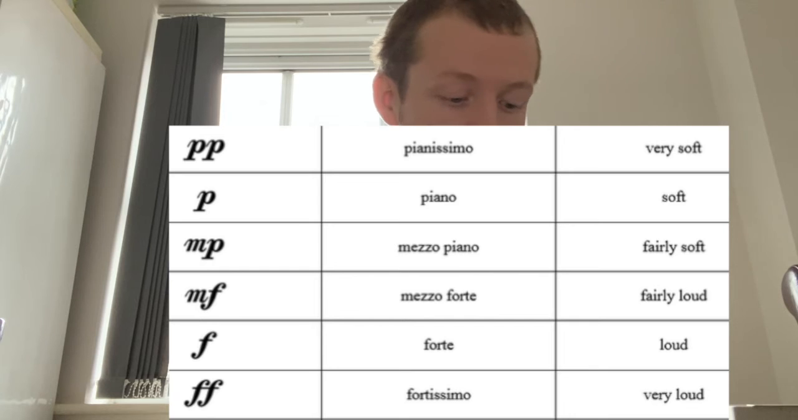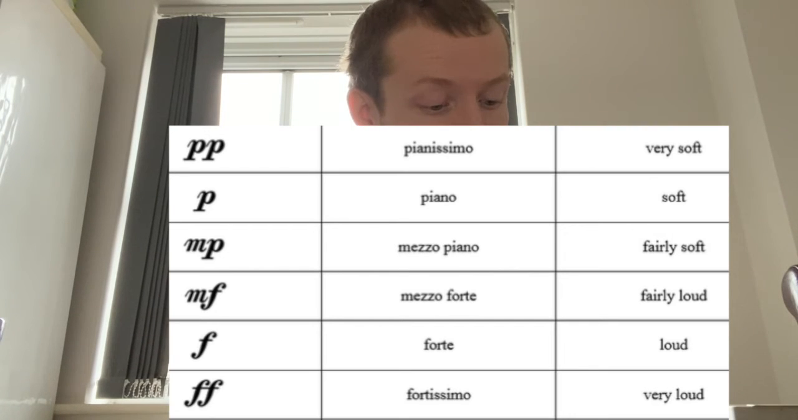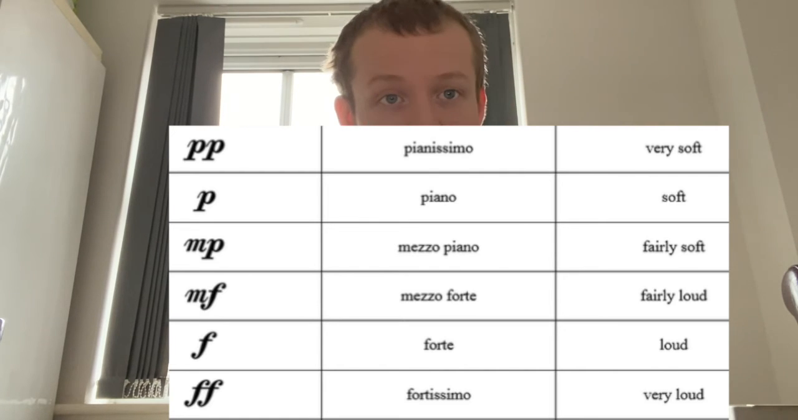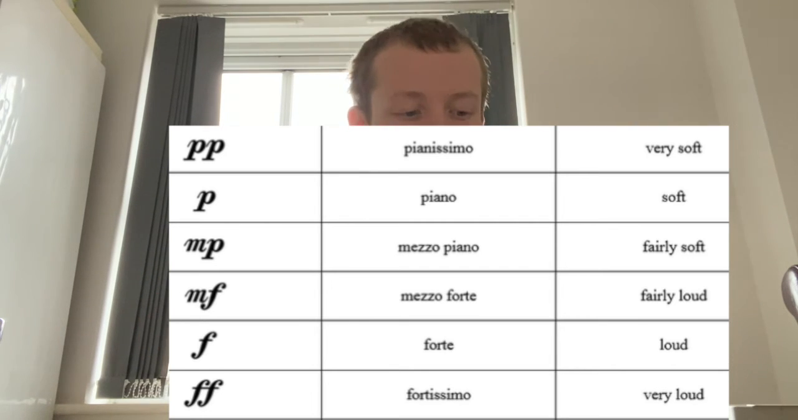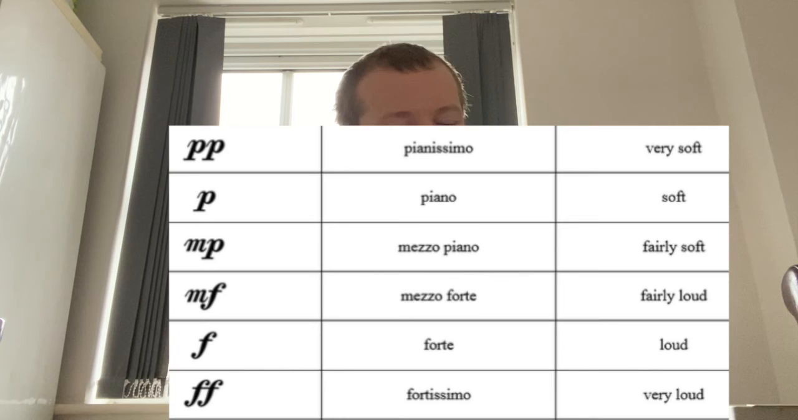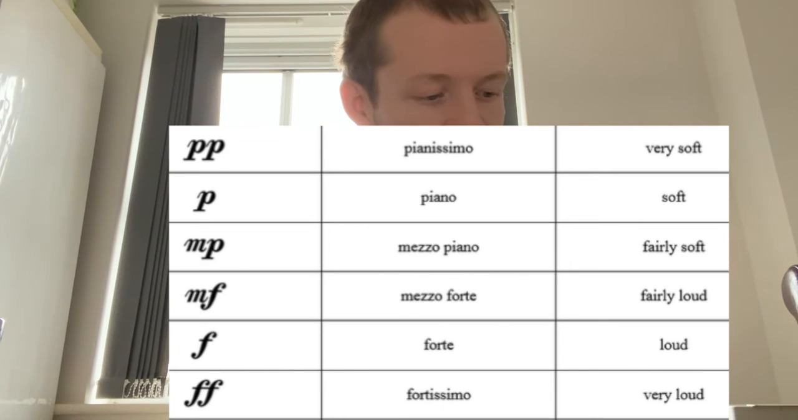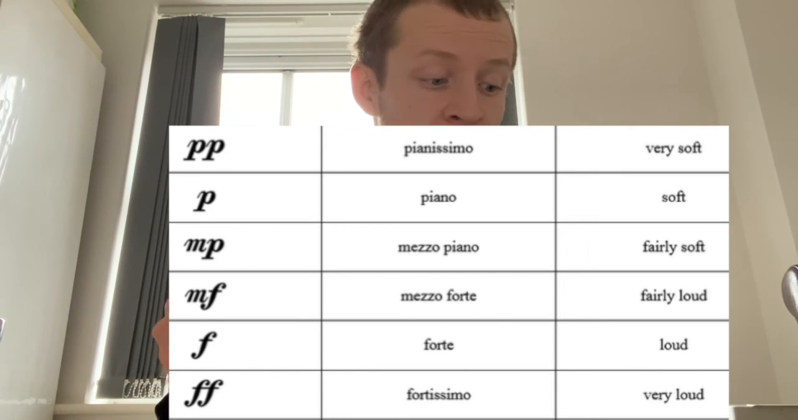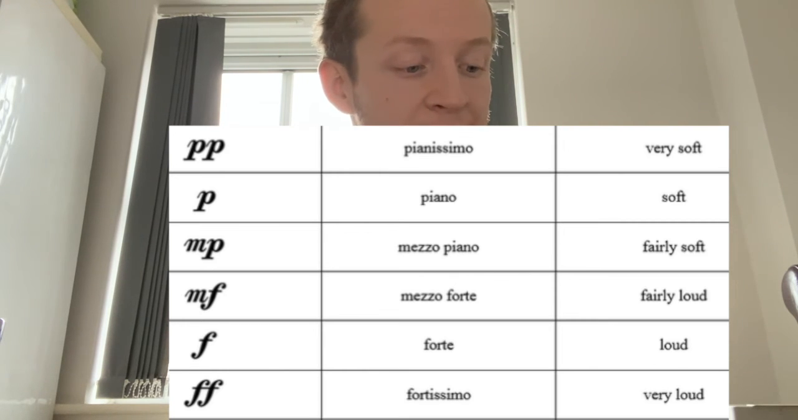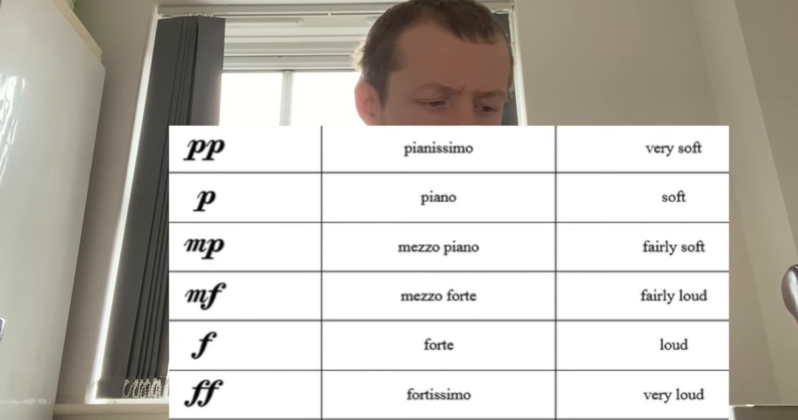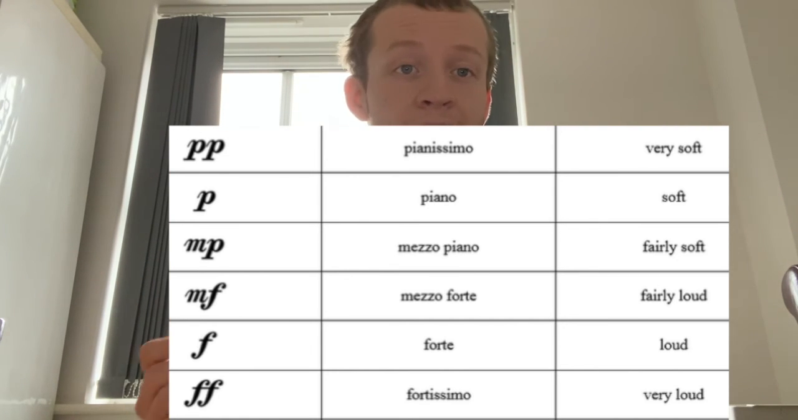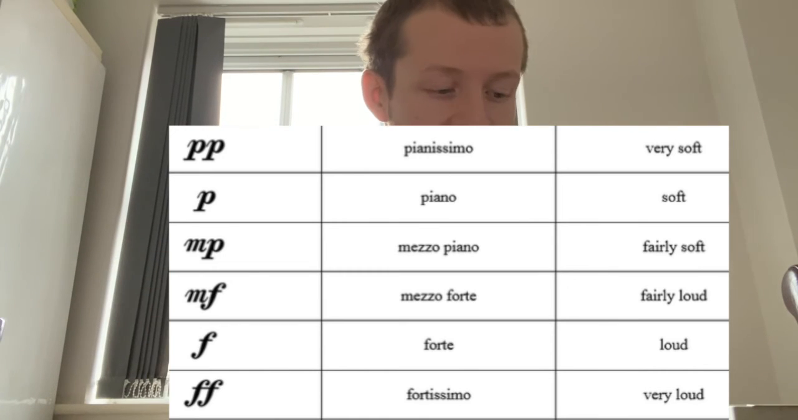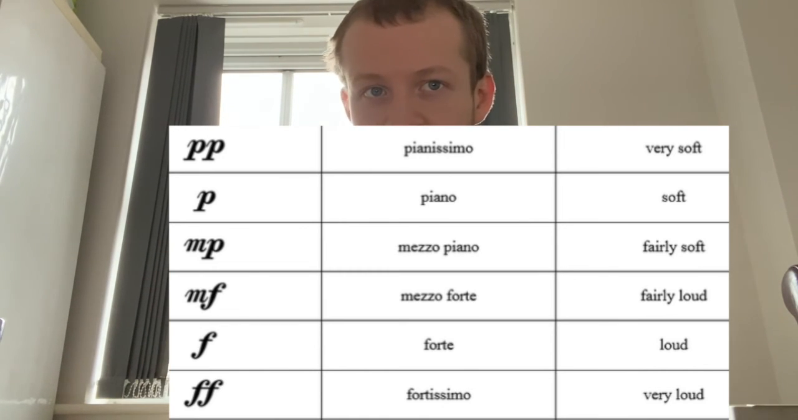So what we have at the very bottom is pianissimo, which is whispering soft, the quietest. Then we have piano, which is quiet. Up above that, we have mezzo piano, which is a little bit louder than that. Then after that, we have mezzo forte, which is the middle loud, so it's a little bit quieter than forte. Then on top of that, forte. And then finally, on top of that, we have fortissimo, which is the loudest that you have.